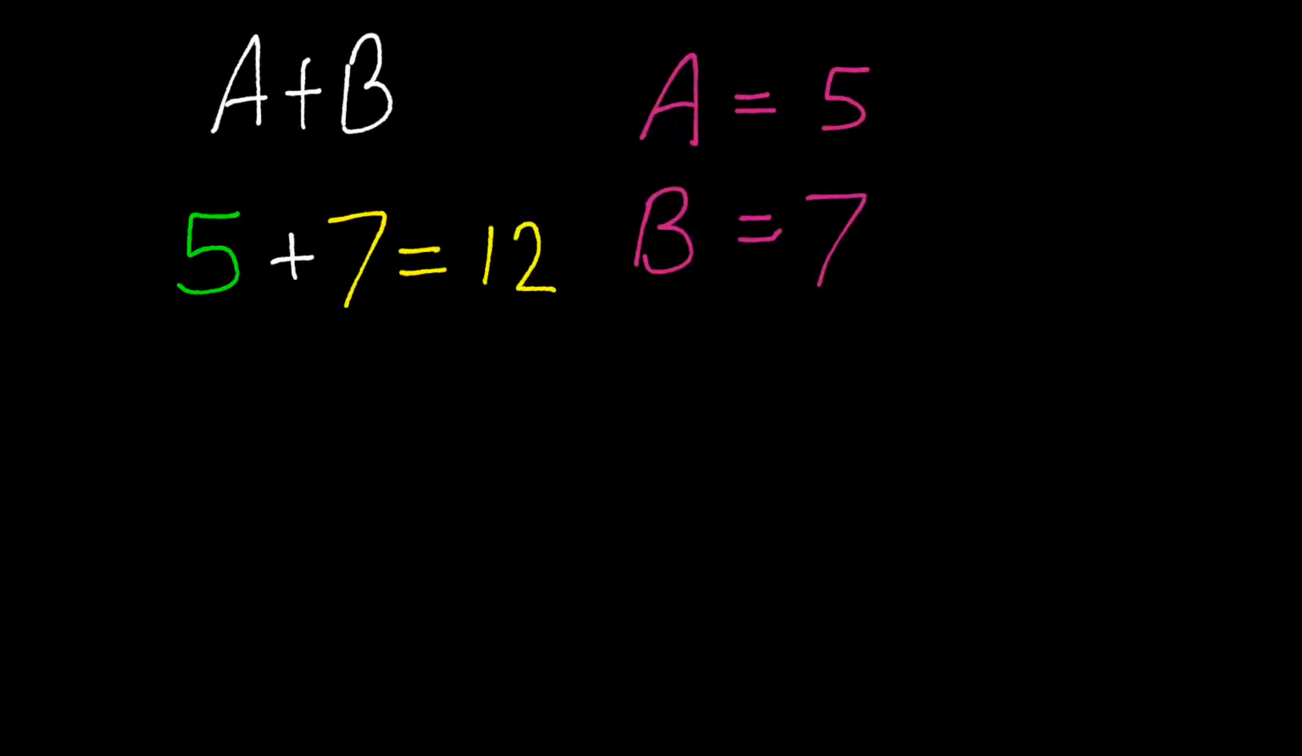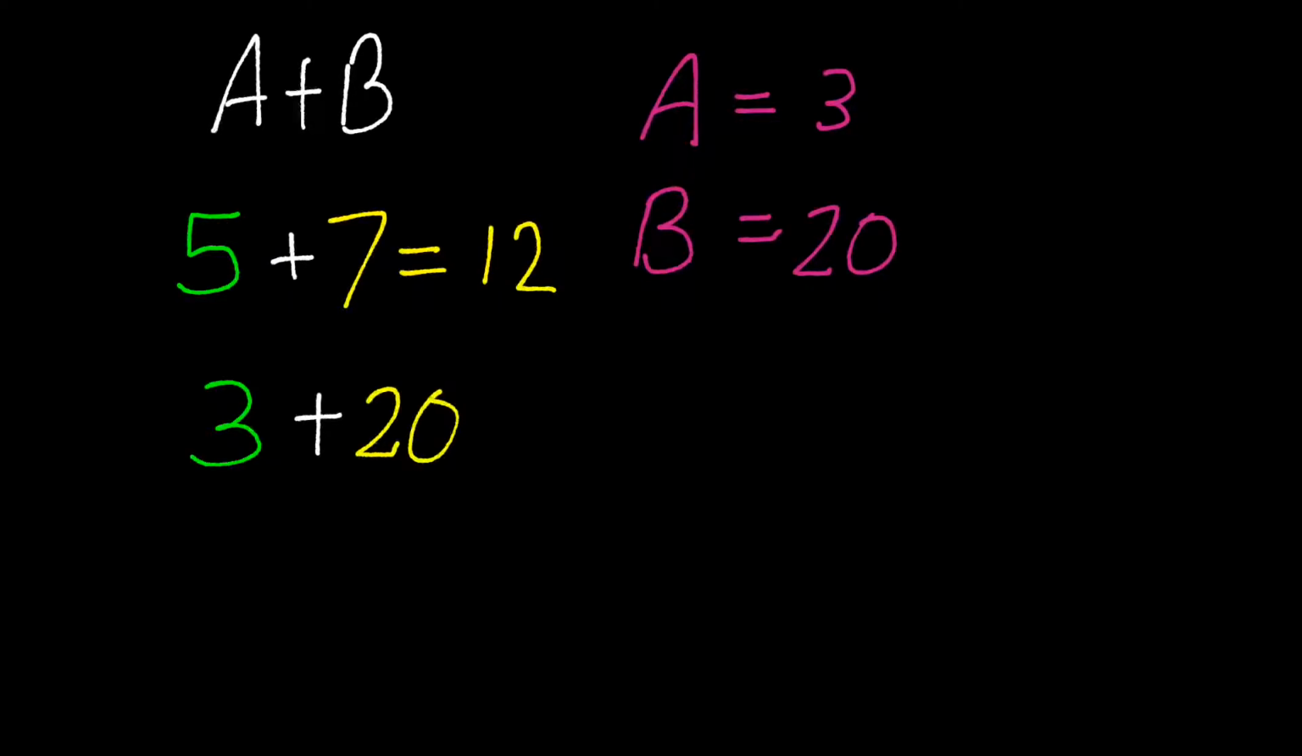And this can change. Let's say instead of a being 5 and b being 7, now a is 3 and b is 20. Well, I'll do the same thing as before. I'm going to substitute 3 for a plus 20 for b, and then I can solve them by adding them together, which gives me 23. And this doesn't just work with addition, it would work the same way with any of our operations.